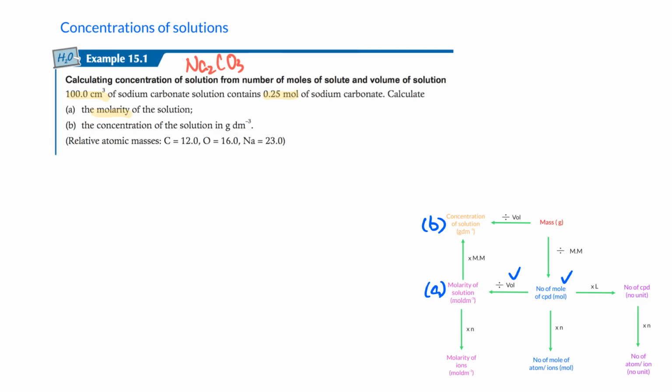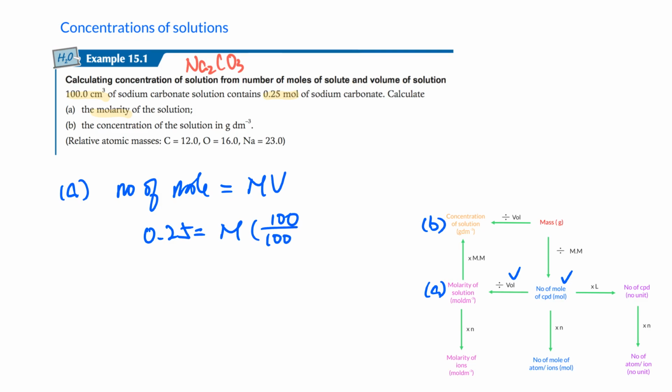For the first part, you have number of mole equals MV. So you have 0.25 equals M times 100 over 1000. You turn it into dm cube first. Therefore the M for the first part will be 2.5 mole per dm cube.